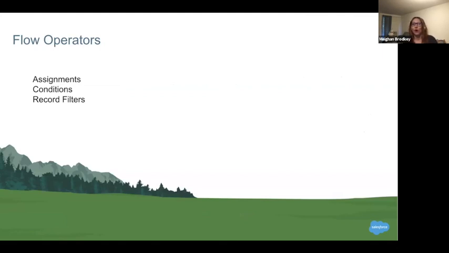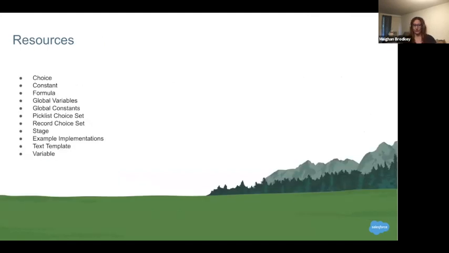So, flow operators. This is where you work with assignments, conditions, and record filters. Filters, for example, would be a record choice. Conditions would be, for example, your criteria. Assignments are when you are assigning values within that assignment variable. And then your resources. This is the cool stuff that you use to put into each one of those elements.